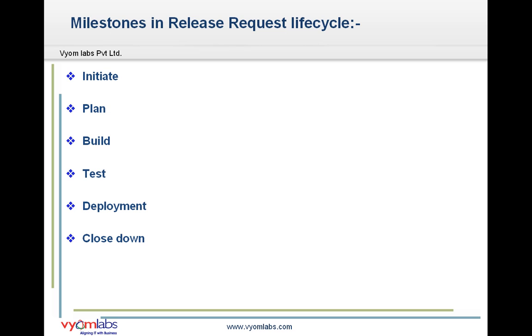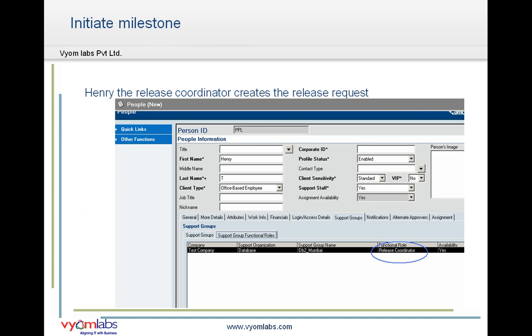So as we have already seen the different milestones, these are initiate, plan, build, test, deployment, and close down. We would be dealing with these milestones when we would be raising up a release request. To have a better understanding of these milestones, let's see a use case to have a look at what is done at different milestones in a release request along with their descriptions.